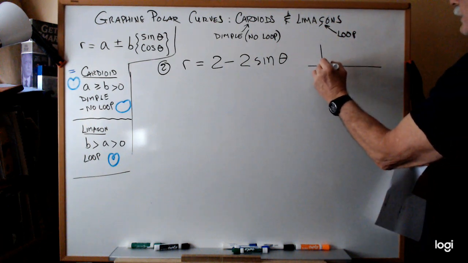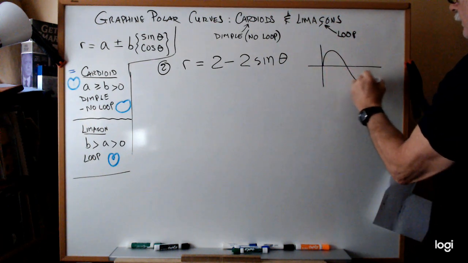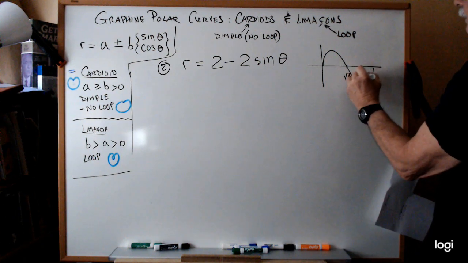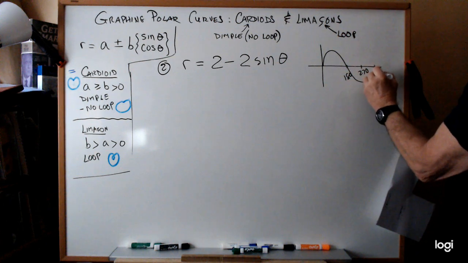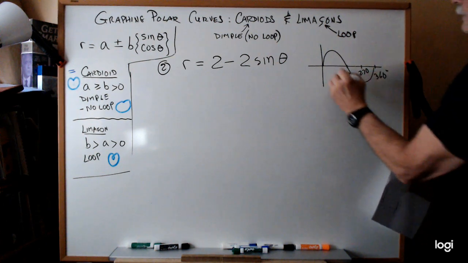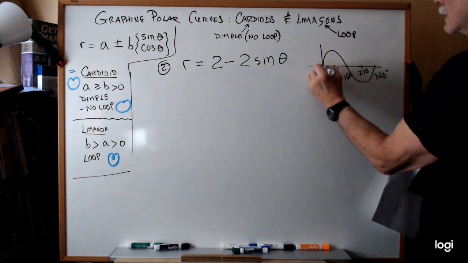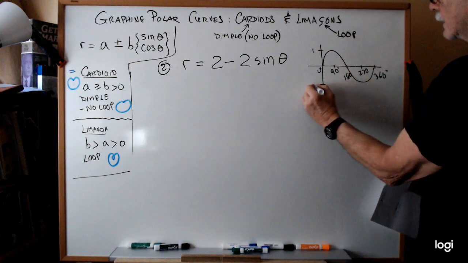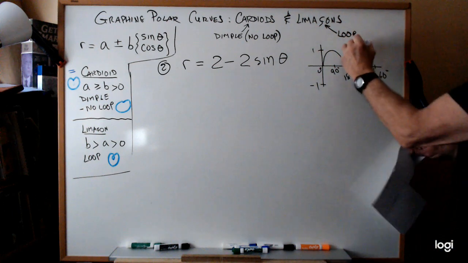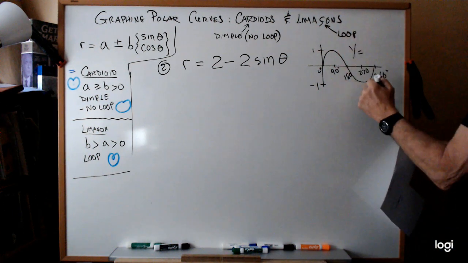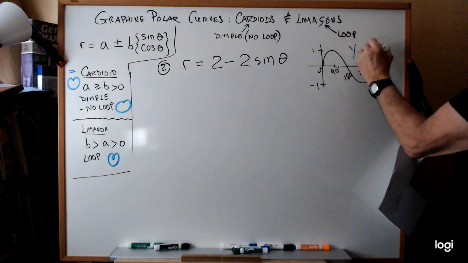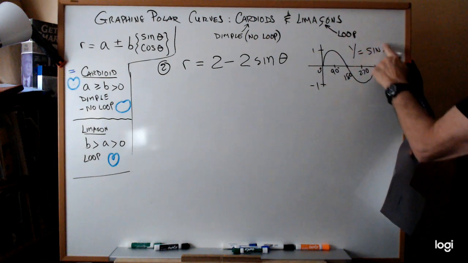So to help us out, let's draw a general picture of the sine curve. This would be your 180, the 270, 360, 90, and 0, of course, and 1, and -1. And so this would be a rough, very rough sketch, you can tell, maybe fix it a little bit, of sine theta.